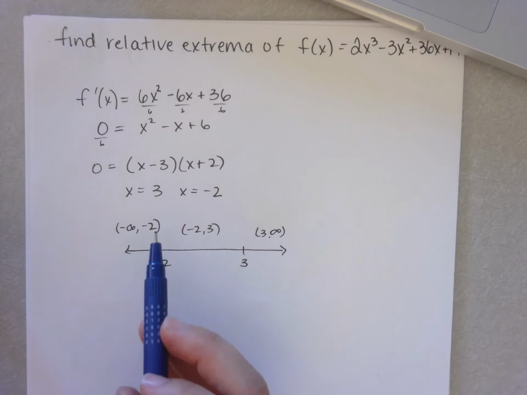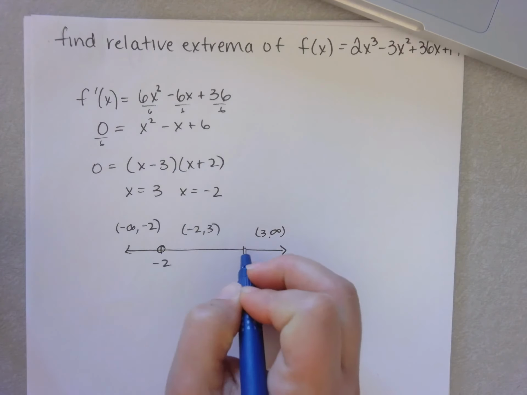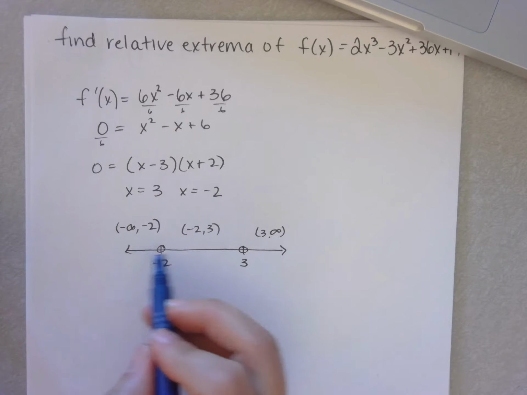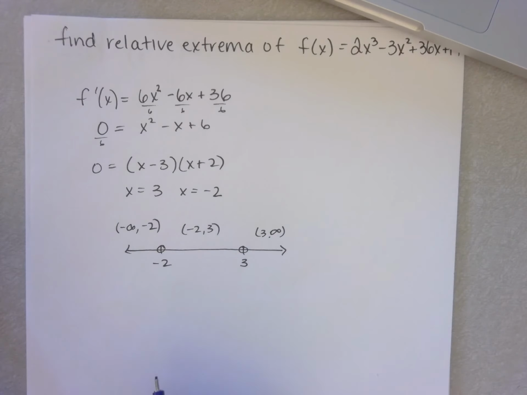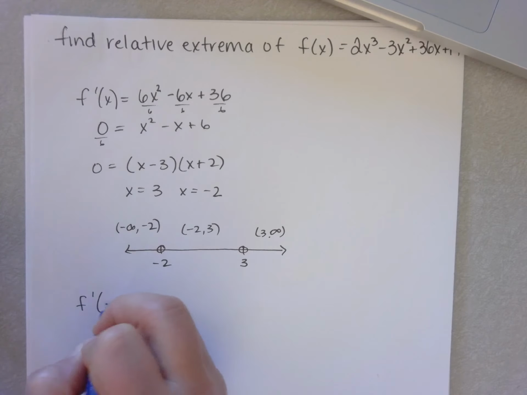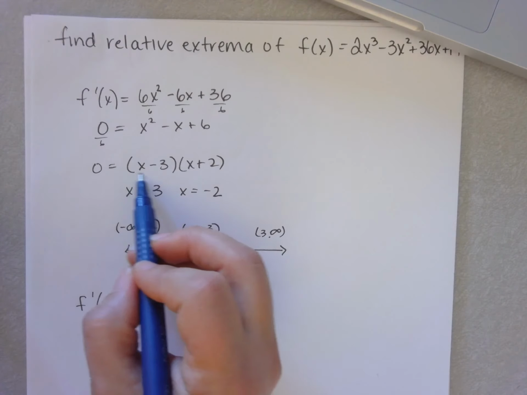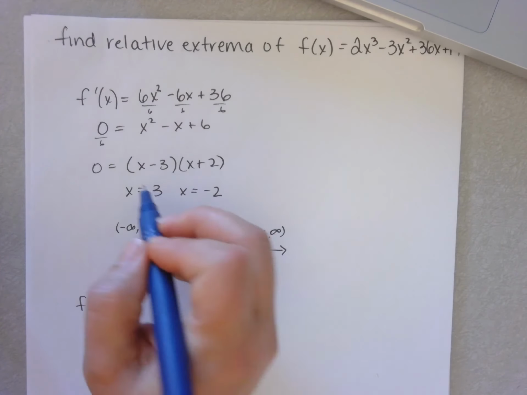So I want to test a point in each one of these intervals. These critical numbers right here break my number line into this, this, and this. Now I'm going to pick a point and test it back in my derivative, because I want to know if it's increasing or decreasing, and it's my derivative that tells me that. So I'm going to use f prime of -3 just to start.